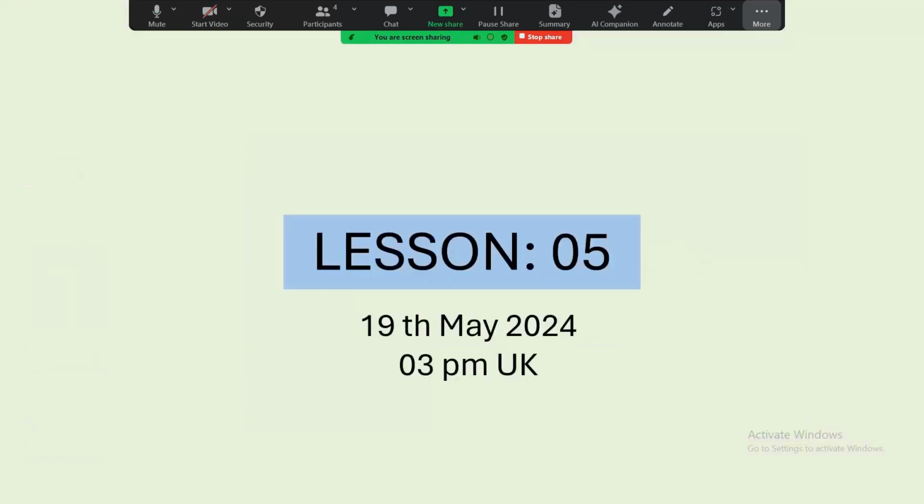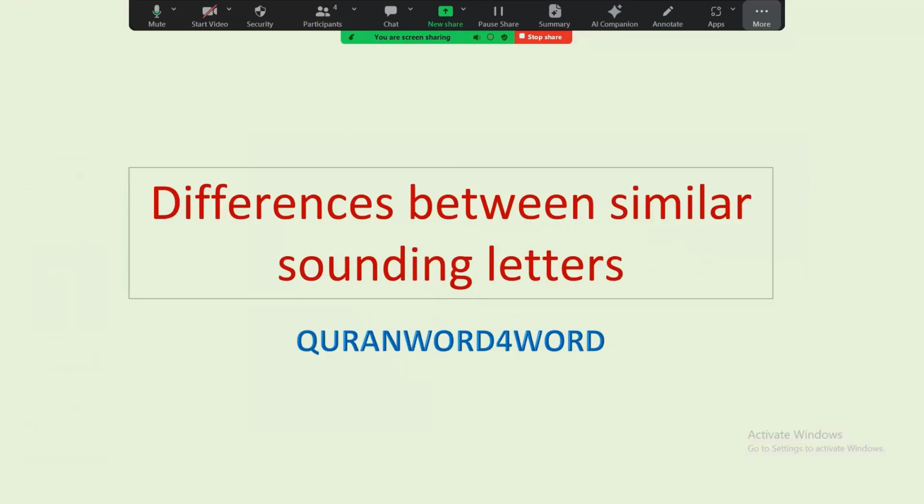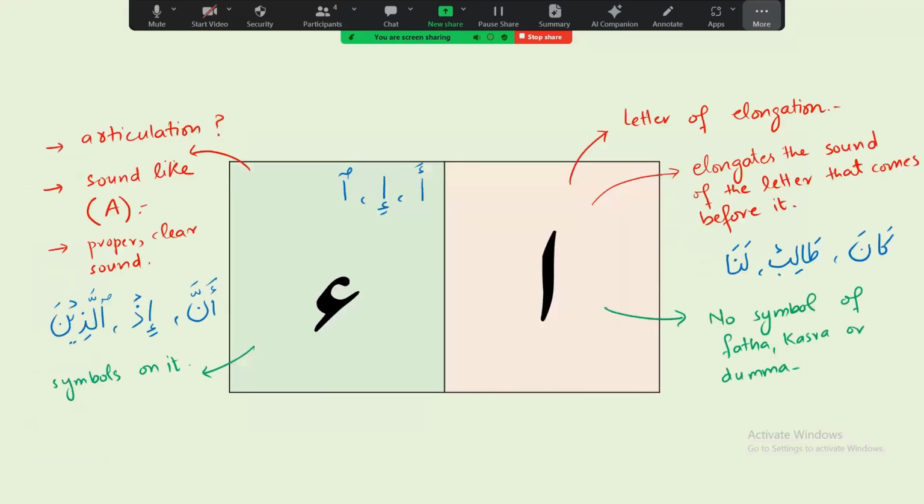Okay, so lesson number five today, which is differences between similar sounding letters. Okay, so sisters, from this session, we have already covered this first difference. When we covered this, I think that was in our first as well as in our second session. So if you missed this point somehow, you can refer back to the recording then.